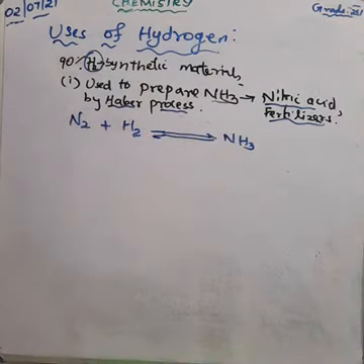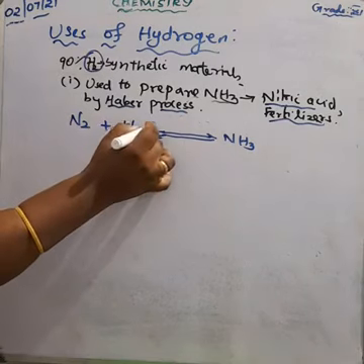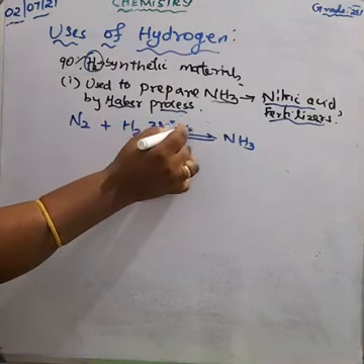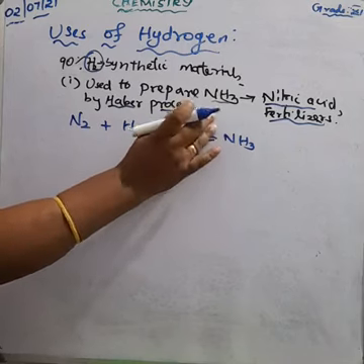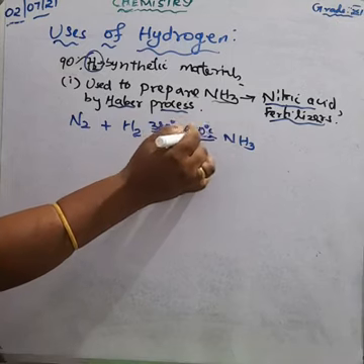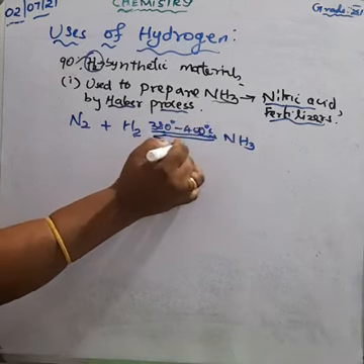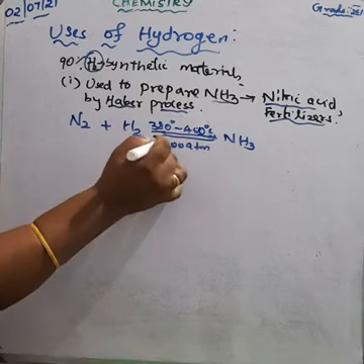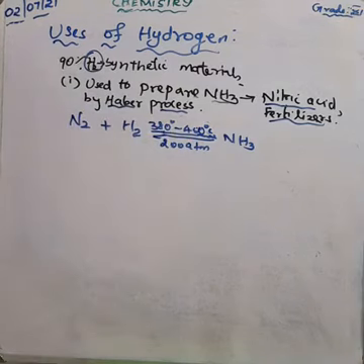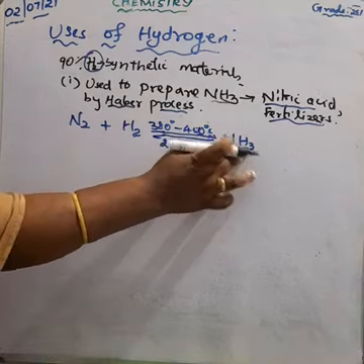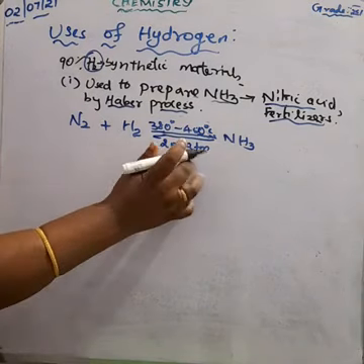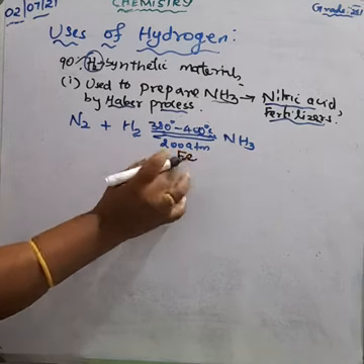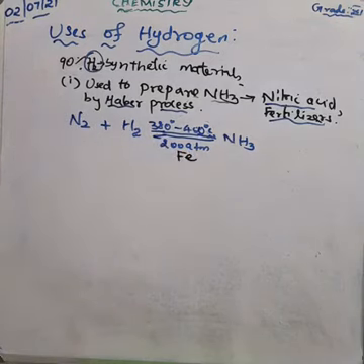What is the temperature here? 380 degrees Celsius to 450 degrees Celsius. And what is the pressure? 200 atmospheric pressure. We combine nitrogen and hydrogen gas under 200 atmospheres and 380 to 450 degrees Celsius, and we get ammonia. Here one catalyst is used. What is the catalyst? Iron, Fe, is used as the catalyst.